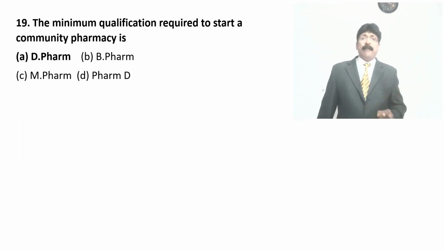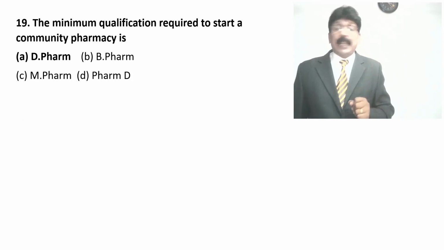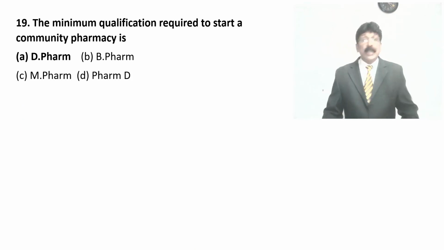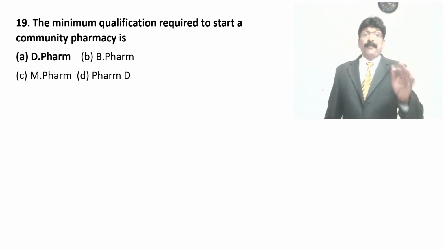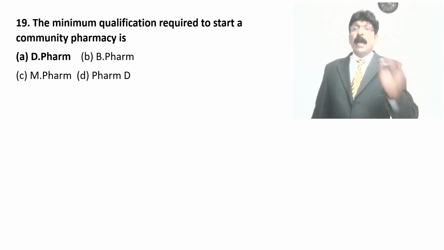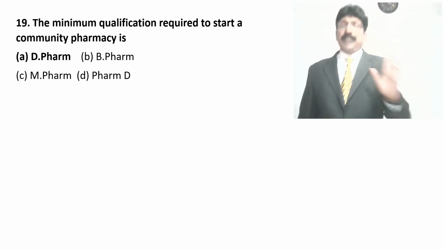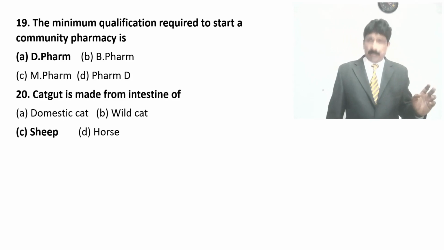And the minimum qualification required to start a community pharmacy, everybody knows, is a simple question: Diploma in Pharmacy, D Pharm. They are given a choice, D Pharm, B Pharm, M Pharm and Pharm D. But you have to select D Pharm, the minimum qualification in India required to start a community pharmacy.